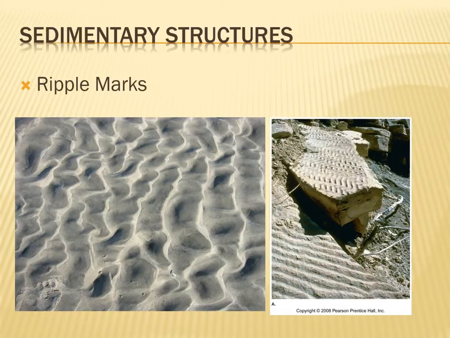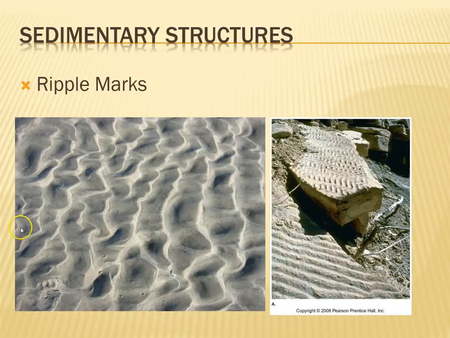Some other structures include ripple marks. You've probably seen these before, like at the beach or along a river bottom. Ripple marks are small ridges that form on a bed surface. These preserve the direction of the flow of water or wind sometimes. So it tells you which direction it's going.